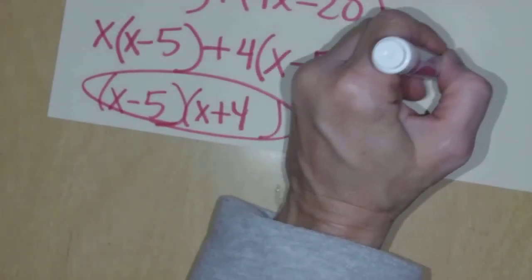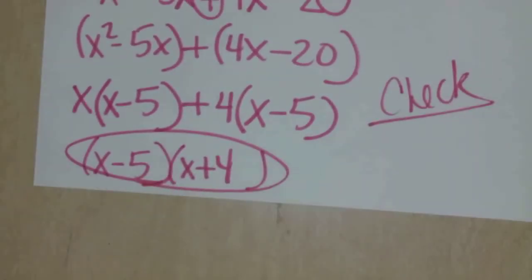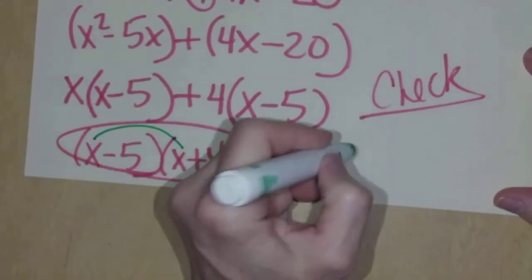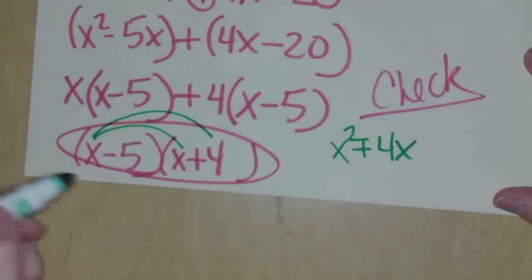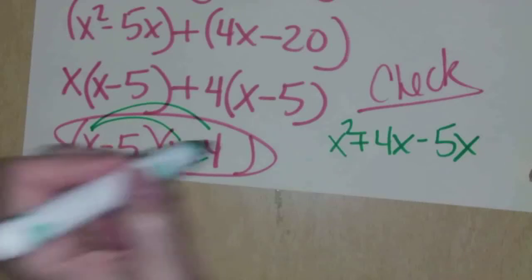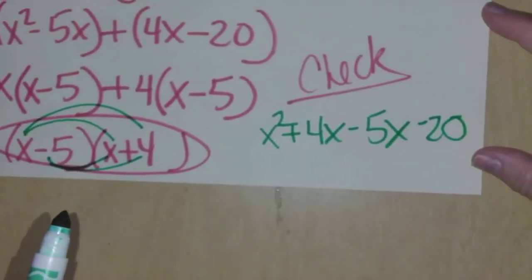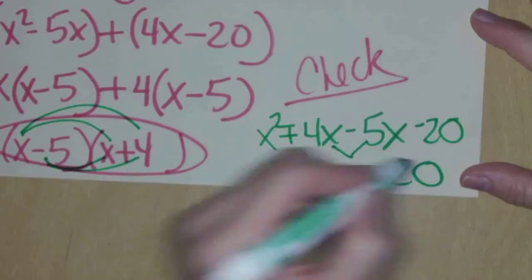And of course, once more, you can check it. If you just multiply back, you've got x times x, that's x squared. X times 4, 4x. Negative 5 times x, negative 5x. Negative 5 times 4 is negative 20. And when you combine your likes right here, you're right back where you started.